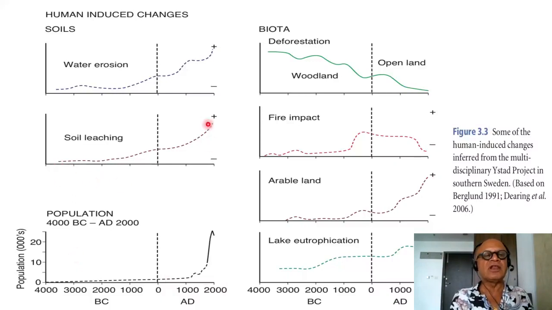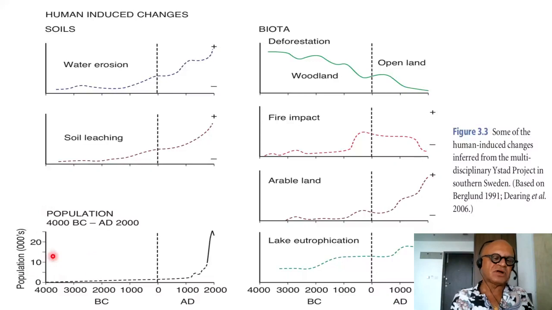So you can see soil leaching and water erosion. So this is increase, relatively speaking, higher compared to modern periods. So some of the human-induced changes inferred from multidisciplinary ESTAD project in southern Sweden. So this is not global. So this is less than modern. So we started here 4000 BC, increased quite significantly. Similarly, soil leaching, and these estimates will keep coming along.